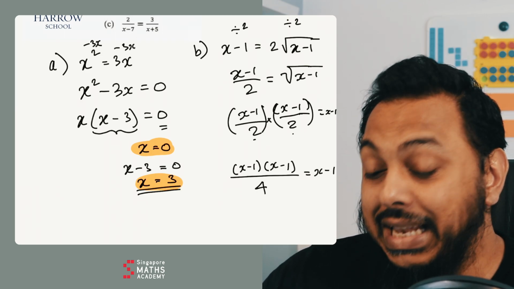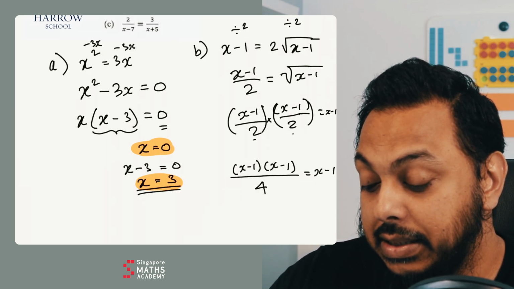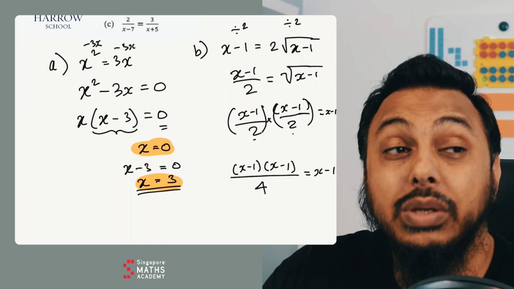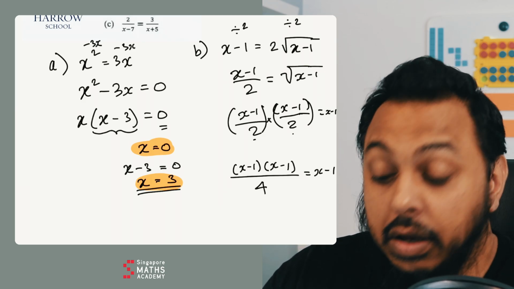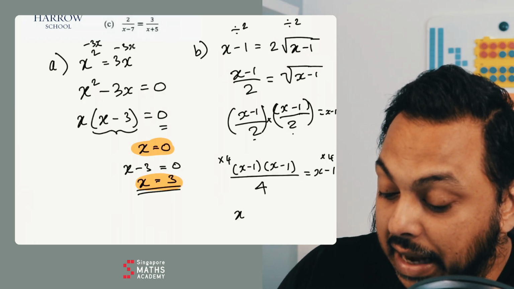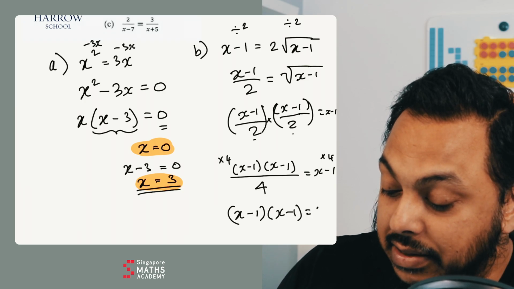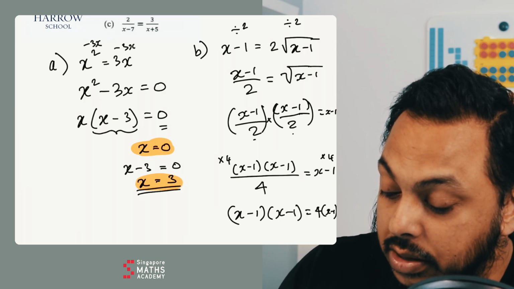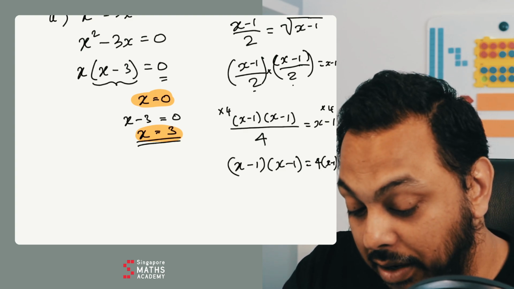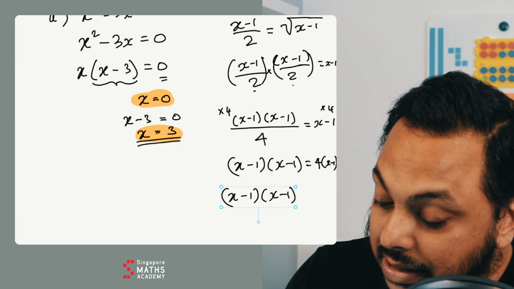So we're nearly there. Okay, so what should we do next? What do you think? We could get rid of the fraction, right? We could multiply by 4 on both sides. And so I have x take away 1 in bracket multiplied by x take away 1 in another bracket is equal to 4 lots of x take away 1, and therefore we can even expand that out. And if I can make my life a bit easier, I might just copy this rather than write it out again.